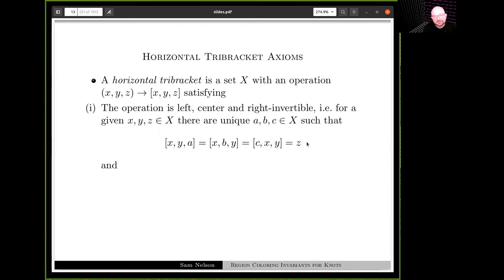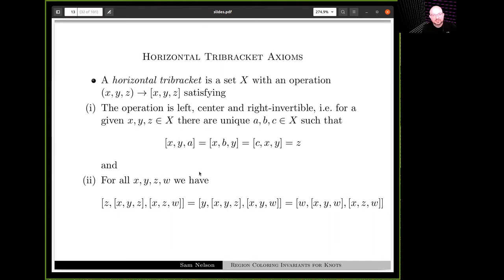This is what was expressed by the term ternary quasigroup. In general, a quasigroup is a structure where you have invertibility, and here we have ternary invertibility, invertibility in all three of the positions. But not every ternary quasigroup satisfies the Reidemeister moves. We also need this extra condition.